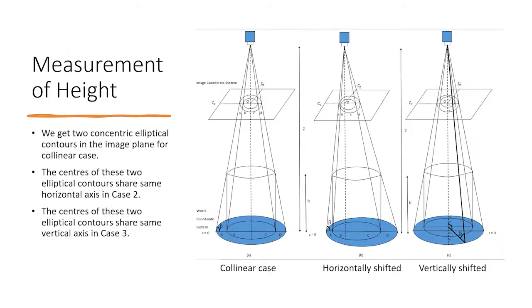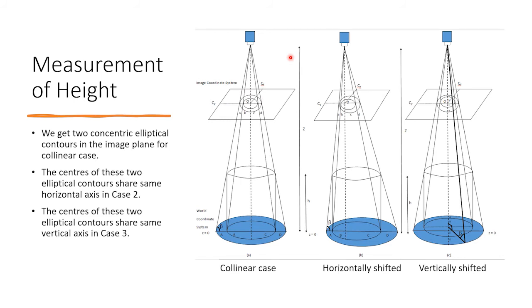Now, I'll explain the technique to measure the height of the cylinder. There are three possible cases according to the position of the cylinder. First is the collinear case, second is the horizontally shifted case, and the third is the vertically shifted case. In the first case, the optical axis of the camera is perfectly in the center of the cylinder. Therefore, we get two concentric elliptical contours in the image plane. We can see that here.